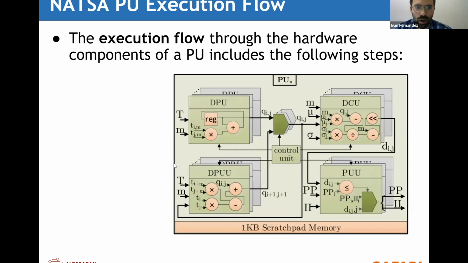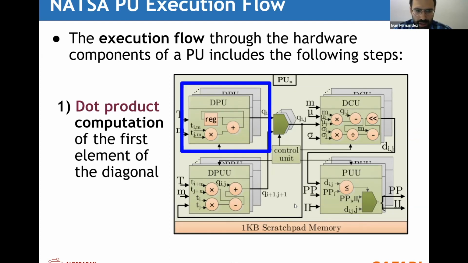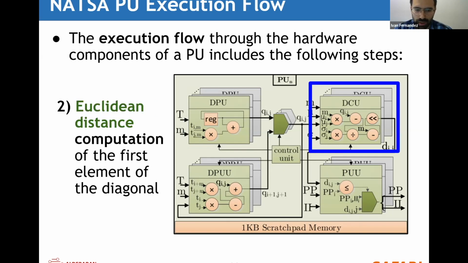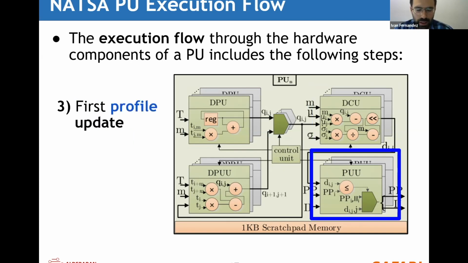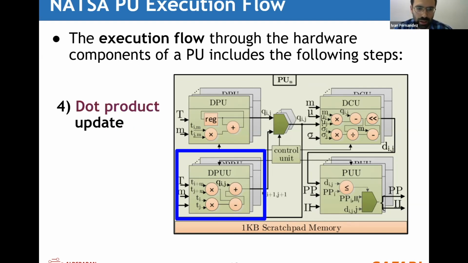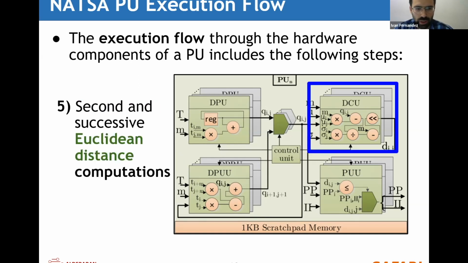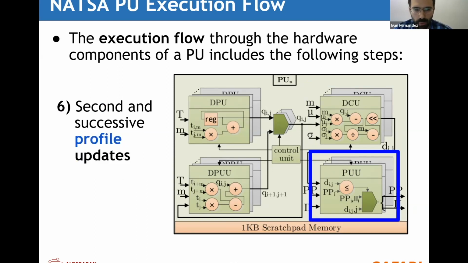Next, let's take a look at how the execution flow happens in NATSA. This execution flow comprises several steps. The first one is to calculate the dot product of the first element of the diagonal. Then we calculate the Euclidean distance of the first element of the diagonal. Next, we perform the first profile update if needed. Then we update the dot product for the next iteration, and we continue with the second and successive Euclidean distance computations. Finally, we perform the updates if they are needed.